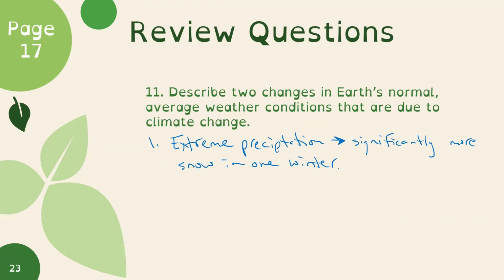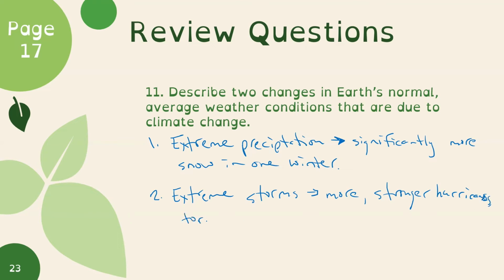So that extreme precipitation, where some years we have a lot of precipitation and other years we do not have a lot of precipitation, is a result of climate change and the weather patterns shifting and changing as the temperature of the Earth is increasing. So along with that, we have extreme precipitation, but we also have extreme storms. We're having more hurricanes, more and stronger. And tornadoes in areas that didn't happen before. These patterns have shifted due to the change in the temperature of the Earth.